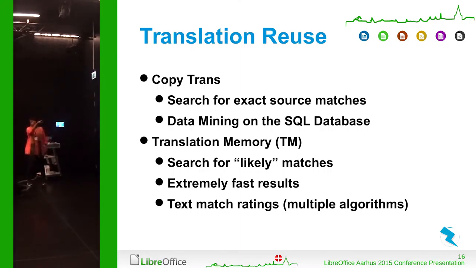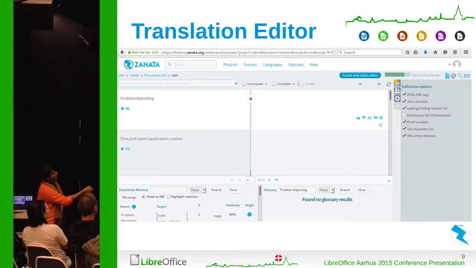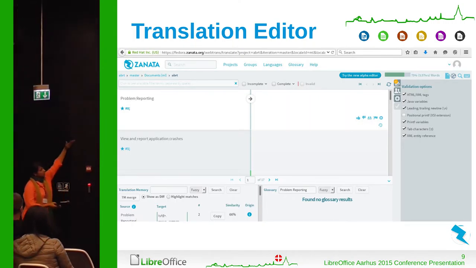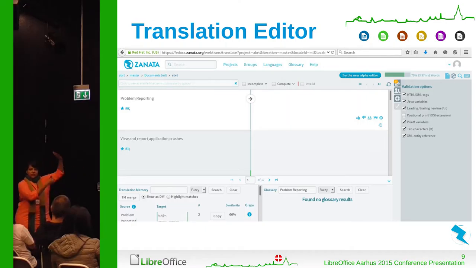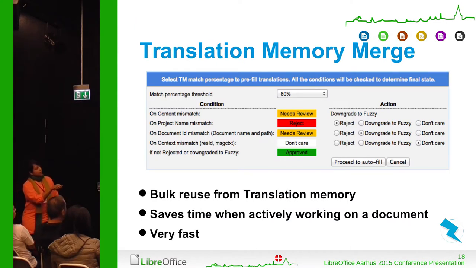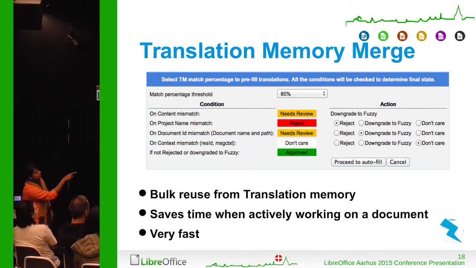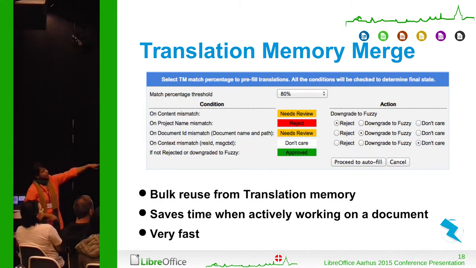Then another option is translation memory. We have seen it. This one, translation memory merge, TM merge over here down. If you click on this, the whole set of strings will be checked with the translation memory, and wherever you get a match, you can decide the percentage of match. You can fix this, and then you can just click on proceed to autofill. So it's bulk reuse from the translation memory. It's very fast and it saves your time. So that's how these two features work.